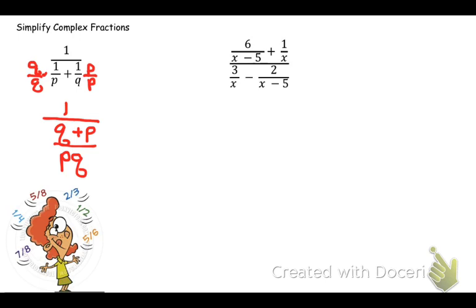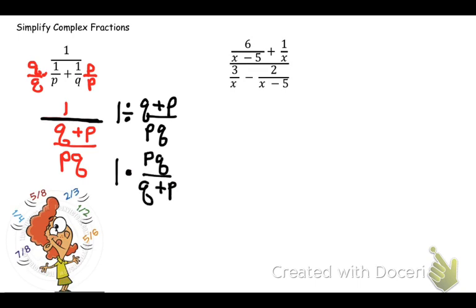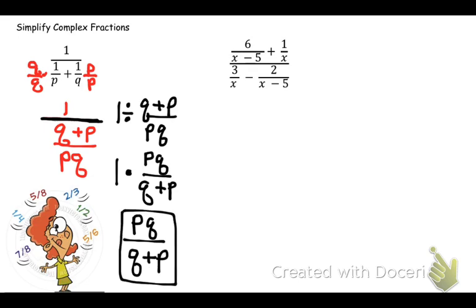And we know that this means divide. So 1 divided by q plus p over pq, 1 multiplied by the reciprocal, and we don't really need the 1, so our final answer is pq over q plus p. So in the denominator, we needed to find a common denominator. Then we divided, which is really multiplying by the reciprocal.